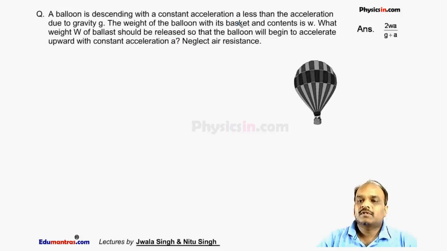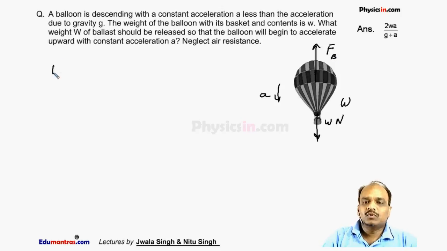A balloon is descending with a constant acceleration a less than the acceleration due to gravity. The weight of the balloon with its basket is w. The total weight of the balloon, basket and contents is w Newton downward. What weight W of the ballast should be released so that the balloon will begin to accelerate upward with a constant acceleration a? Now suppose this balloon is going downward, and let the buoyant force F be acting upward.